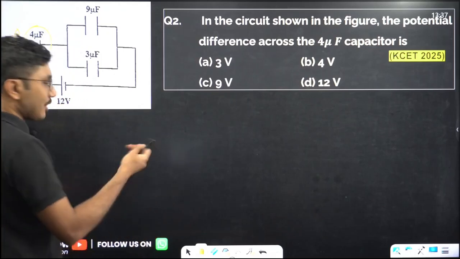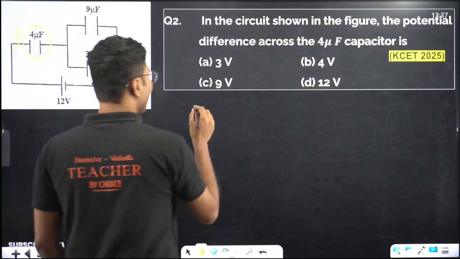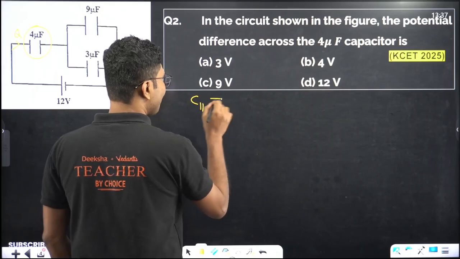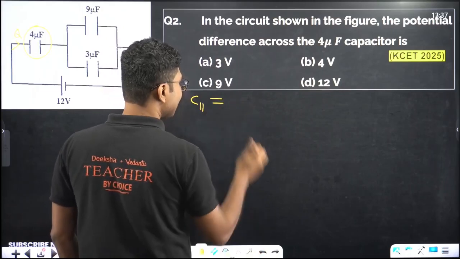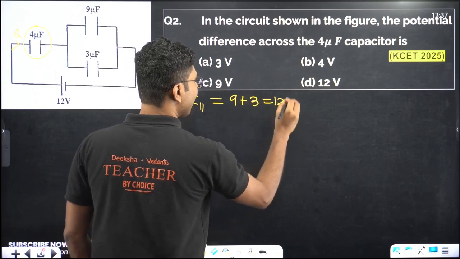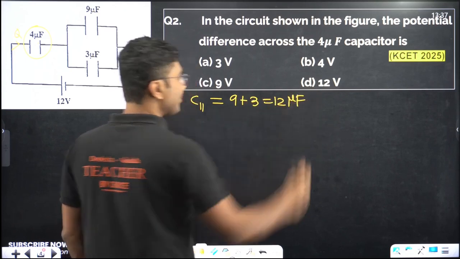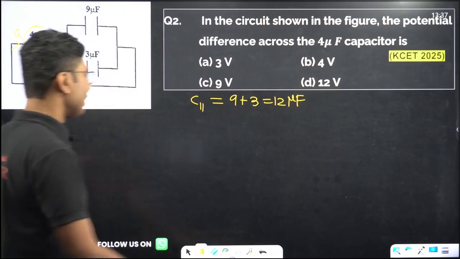That will be same for 4 microfarad. So how to calculate the equivalent capacitance? 9 and 3 are in parallel. So parallel combination means the equivalent capacitance is basically simply adding them. 9 plus 3, that is 12 microfarad. So if you just add them, you will get the total parallel combination capacitance.